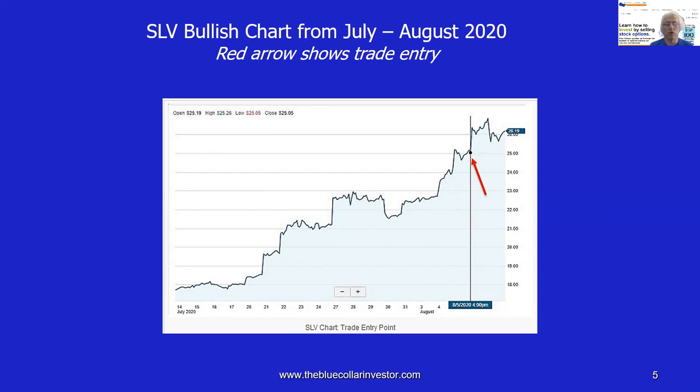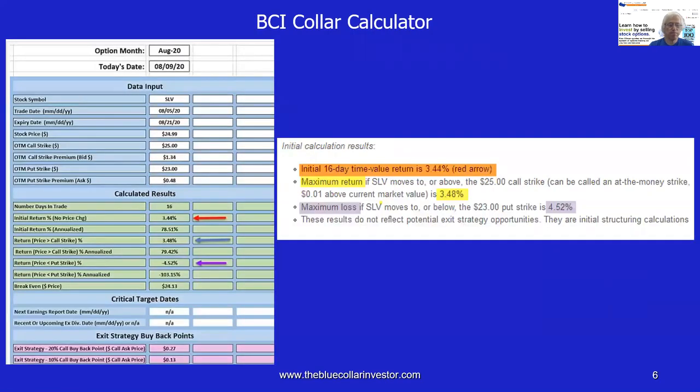So it shows a bullish chart, and that's one of the reasons why SLV was selected for this collar trade, the call sale and the put purchase. So it had a very nice bullish price chart. So the next step is to feed this information into the BCI Collar Calculator.